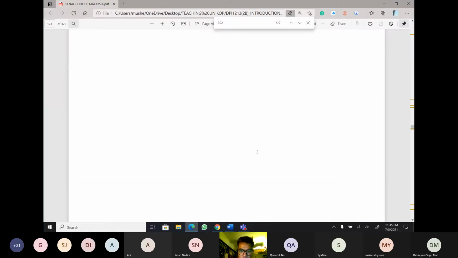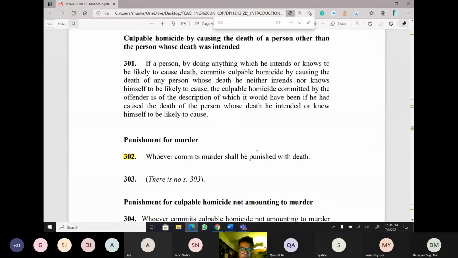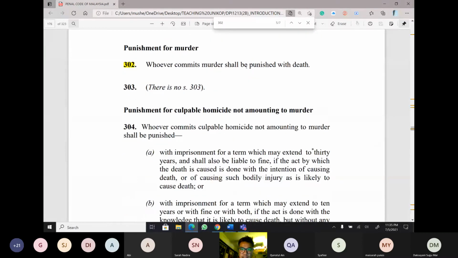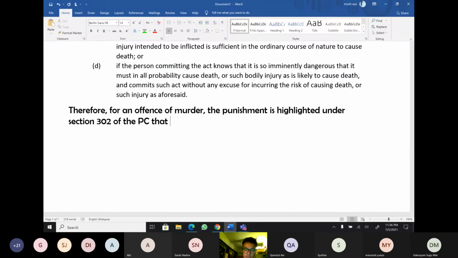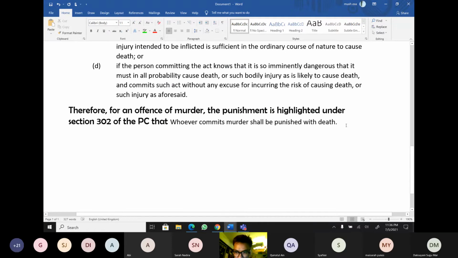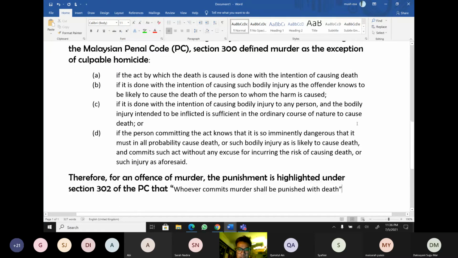Tengok 302 pula. Inilah cara kita orang jawab law. Korang patut jawab law sebenarnya. Nampak tak? Simple je. Ambil lah. Saya highlight that. Okay, tengok copy dulu. Highlight that. Whoever commits murder shall be punished. Bila dia guna perkataan shall, it can be or cannot be. Okay? Dapat. Macam ni je jawapan dia.